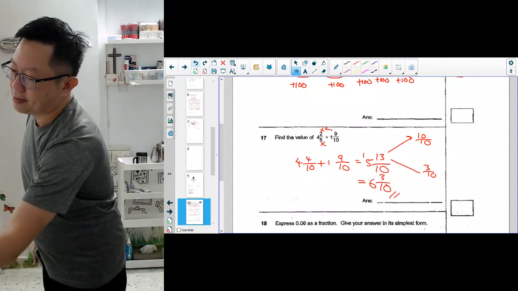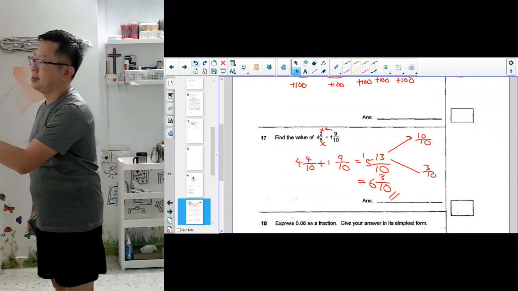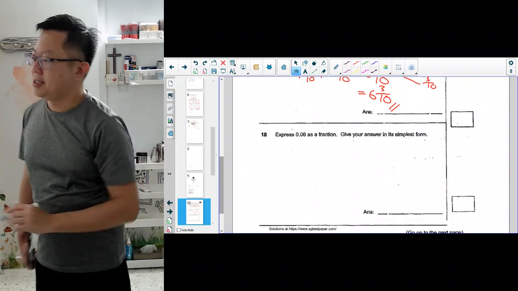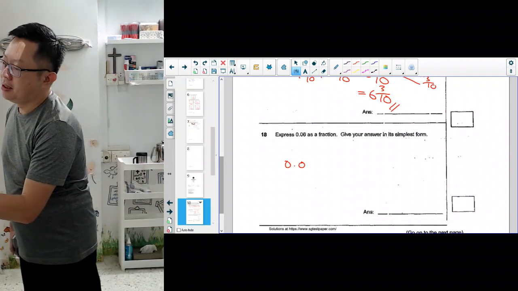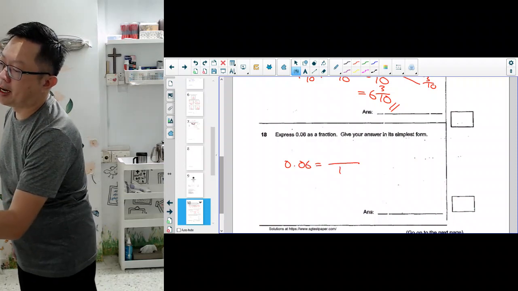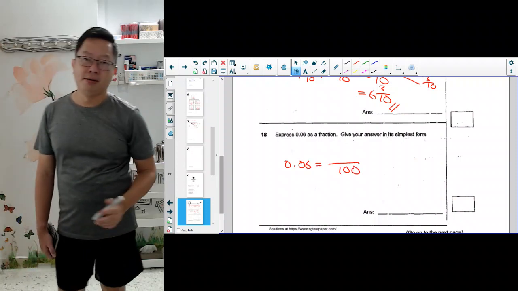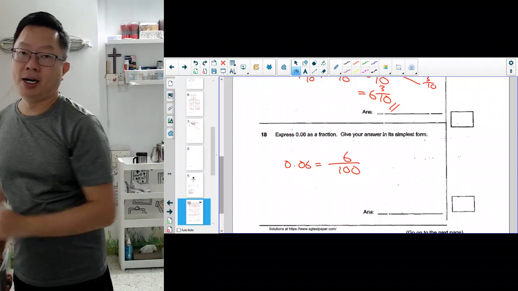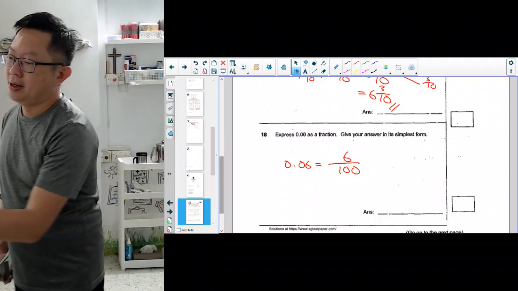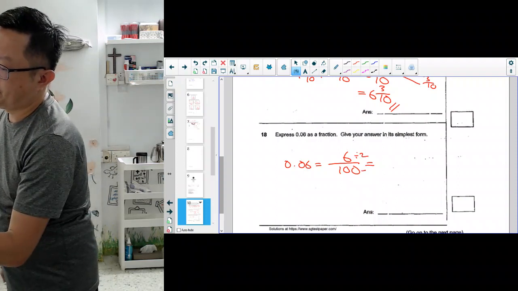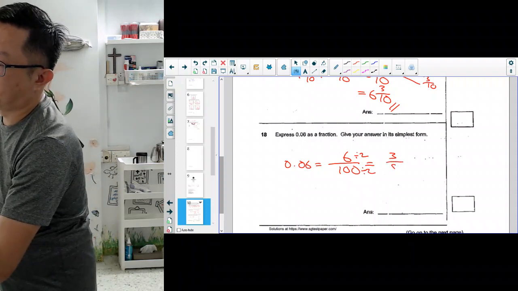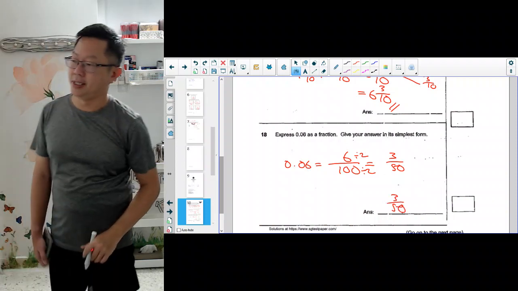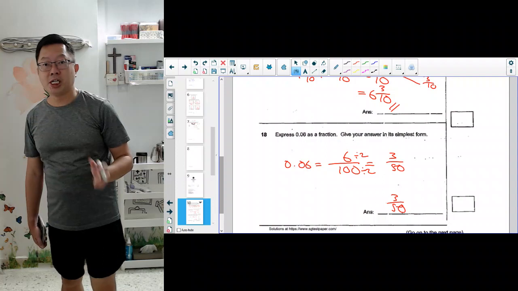Okay? Okay, question 18. So how do you change this into a fraction? Now this is a 2 decimal place. So if it's a 2 decimal place, then it must be 100. Okay, 2 zeros, 100. And what's the numerator on top? That will be 6 over 100. And the simplest form. So you divide by 2, and you will get 3 out of 50. So your simplest form is 3 over 50. So that is how you change the decimal to fraction.